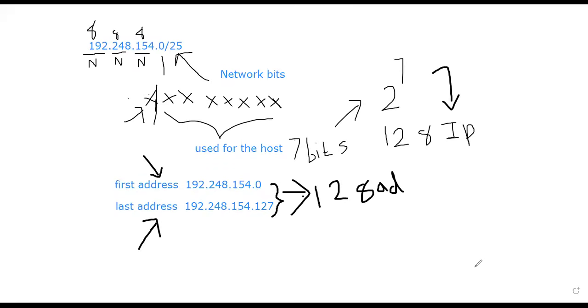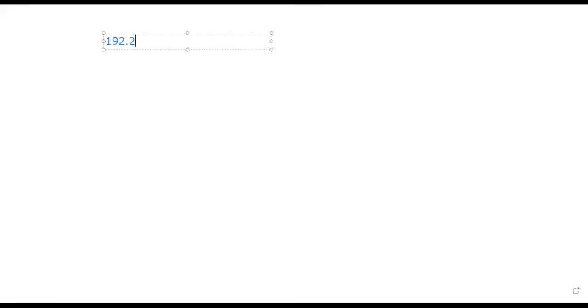Okay, so in that case, we know that our IP address block is 192.248.154.0/25. Let me see these drawings. Right, so we know that.